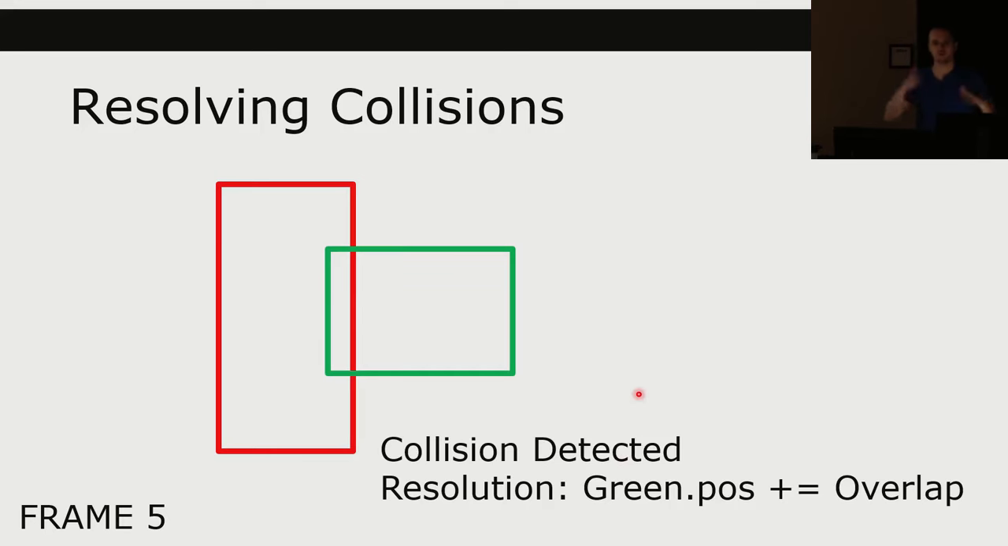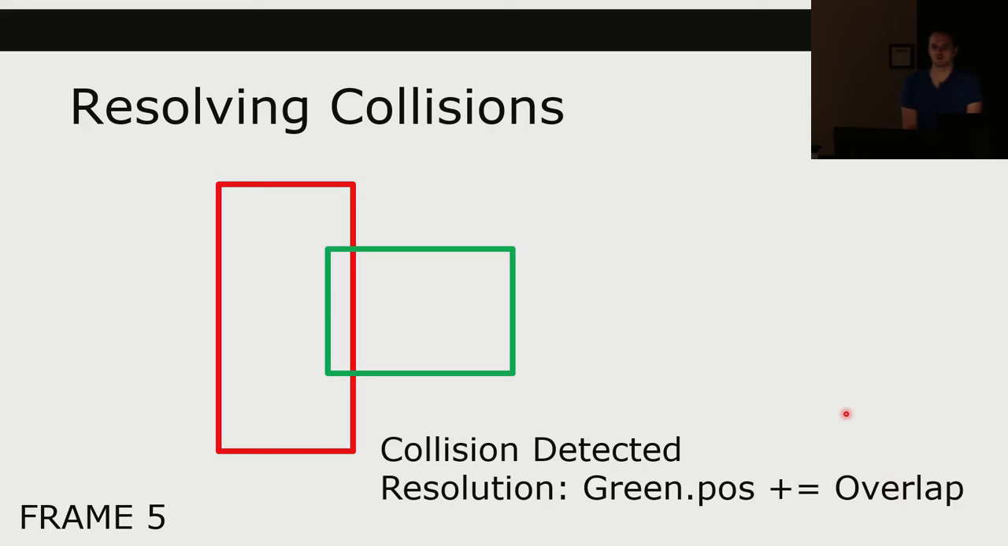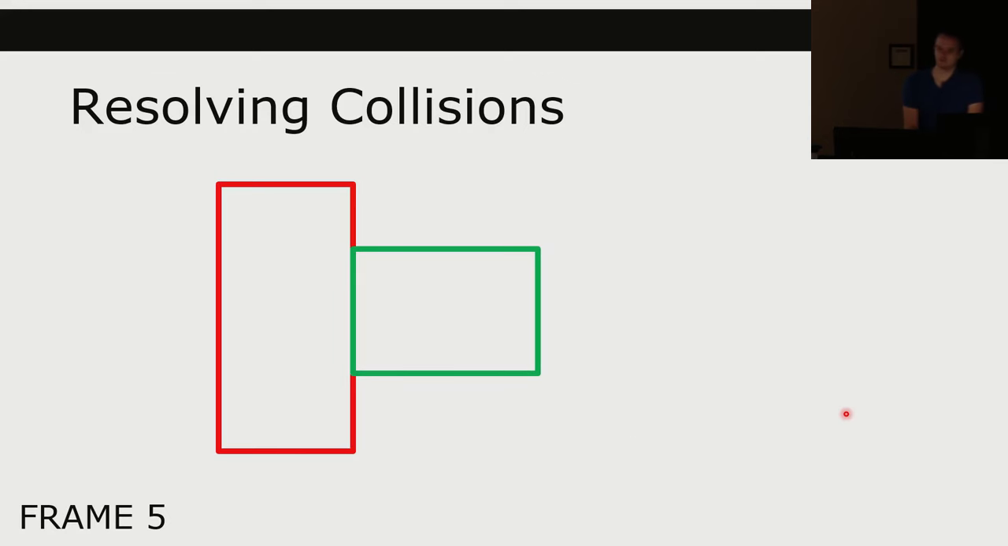So one thing that we could say, let's do the simplest possible case of collision resolution, where I have an overlap. Let's move one of the rectangles by the overlap. So if I just took the green one and added the overlap to the position, then I would push it out like that. I've detected by how much they overlapped, and so I'm just going to take the x component of the green one and push it back out.